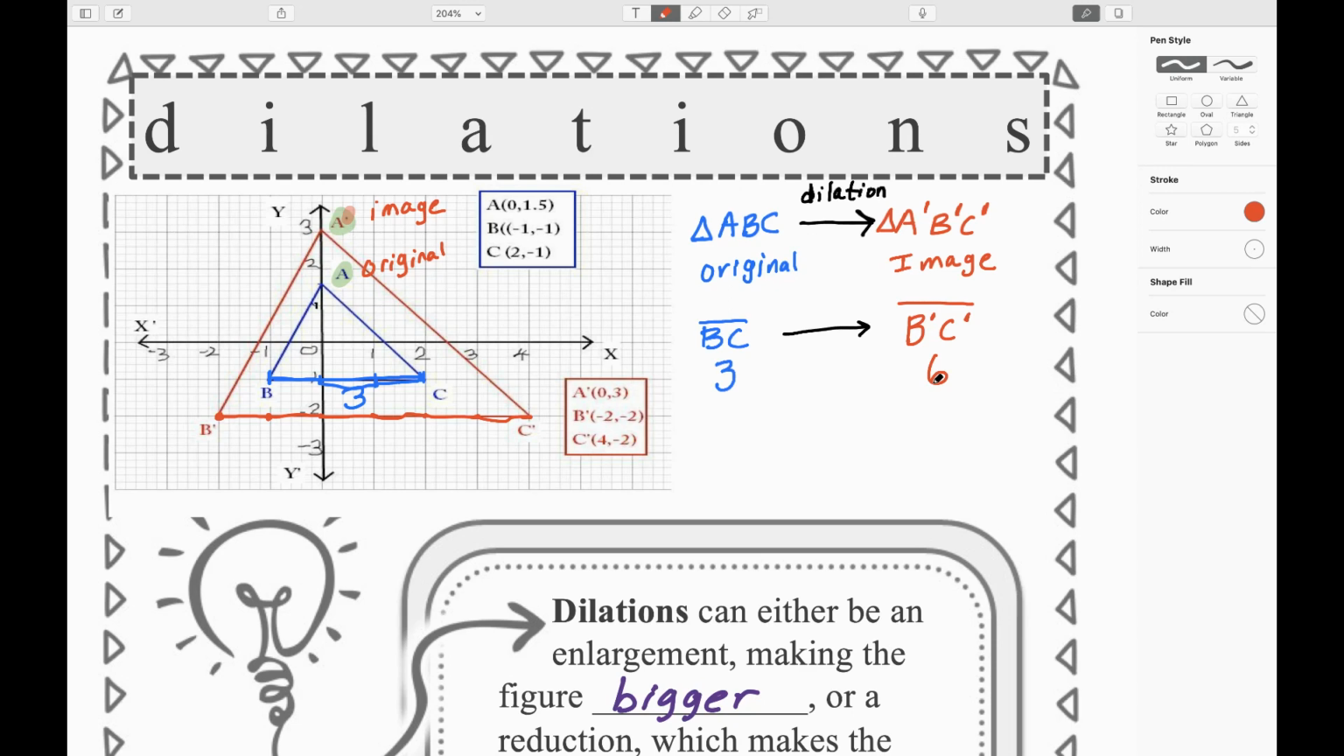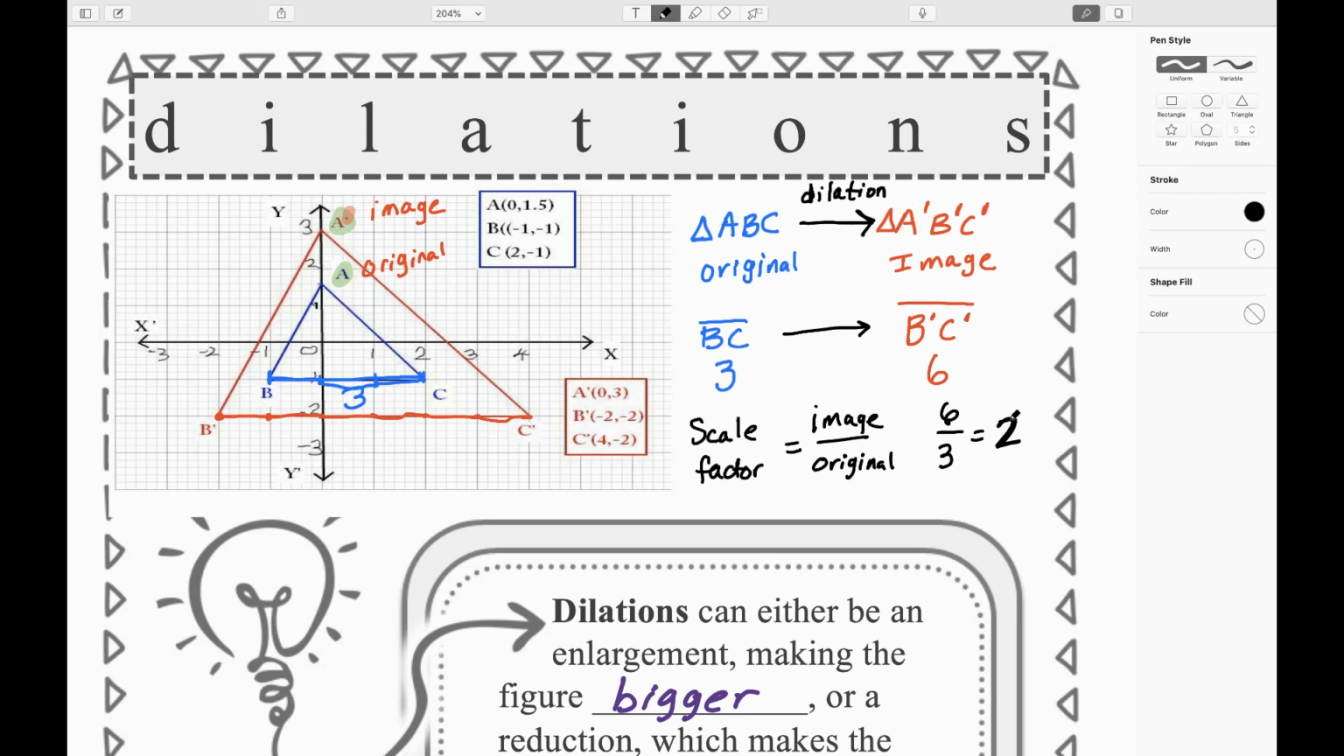So it's not just, oh, look, it got bigger. The question is by how much. That's what the scale factor would answer. So our scale factor is a ratio of the image over the original. So it is 6 over 3, and that gives us 2. So you can say, oh, look, the image is bigger. And someone says, by how much? And you would say 2 times. It's 2 times bigger, or a scale factor of 2.